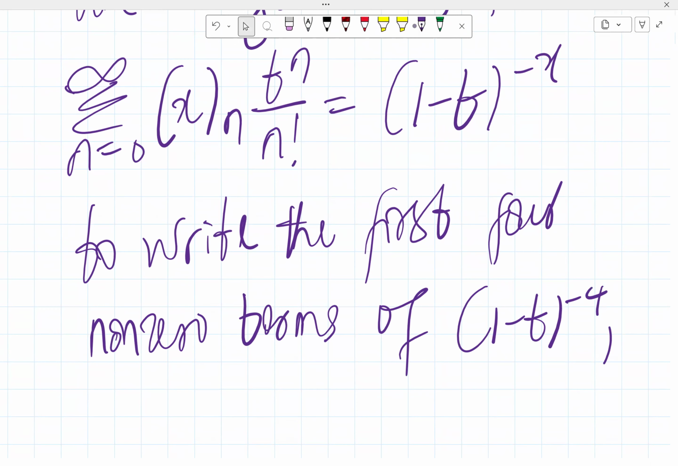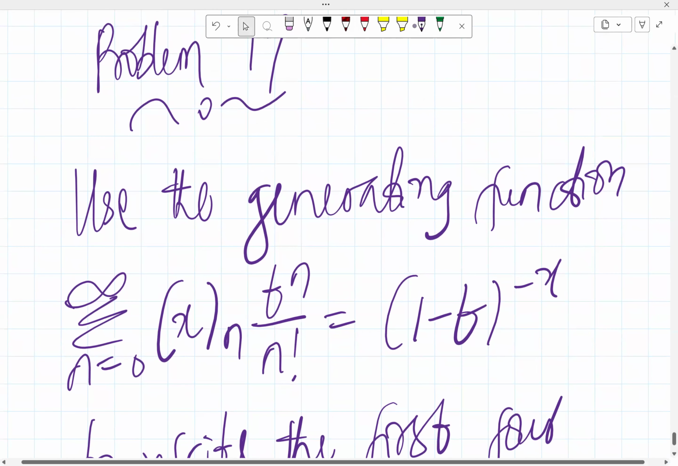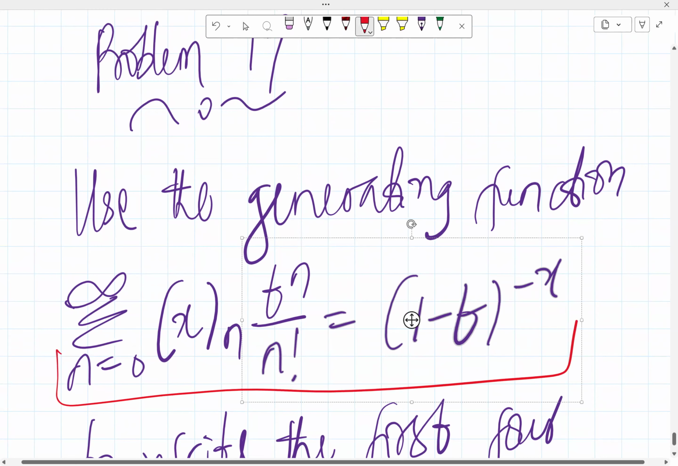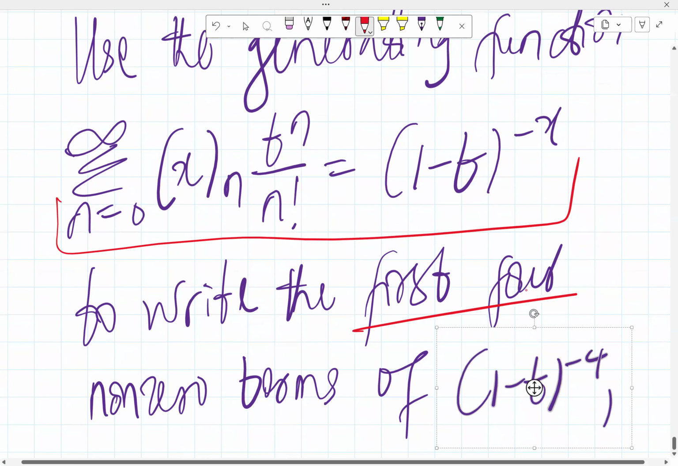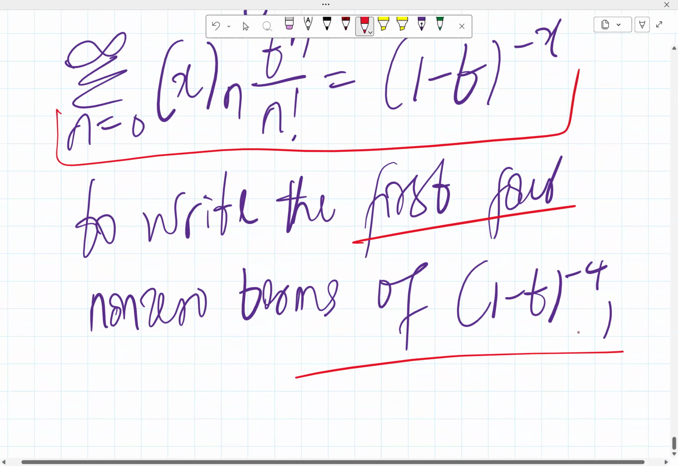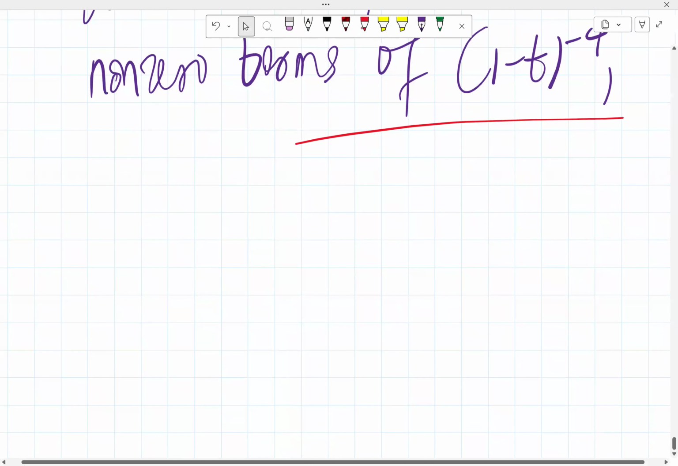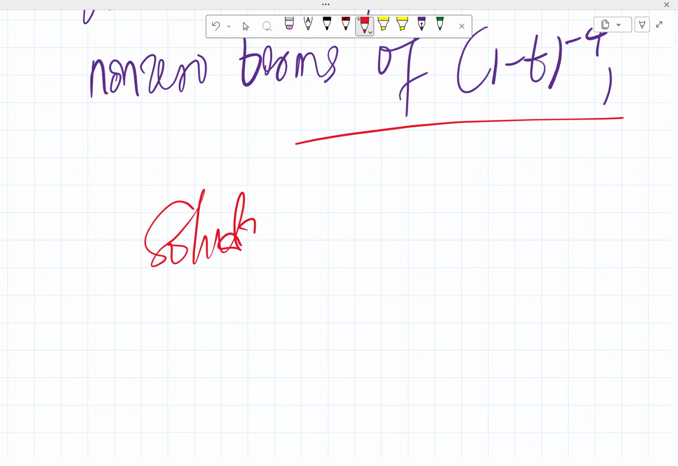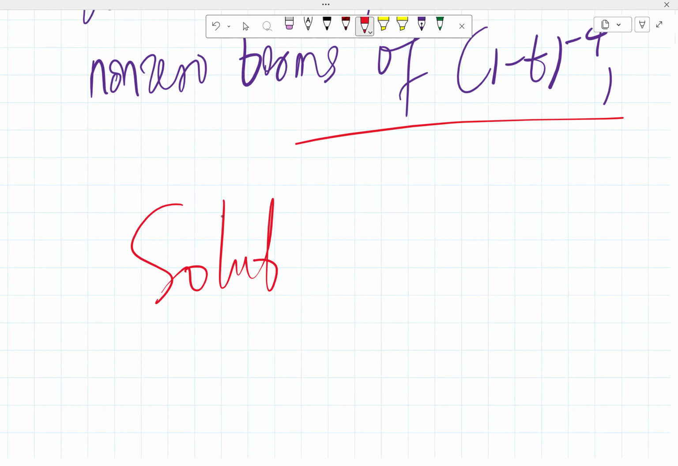So what do we do? We have the generating function right here. I want to write the first four non-zero terms of 1 minus t raised to power minus 4. Of course, using binomial expansion, we can get that, but let's follow what we've been told to do. So, solution.